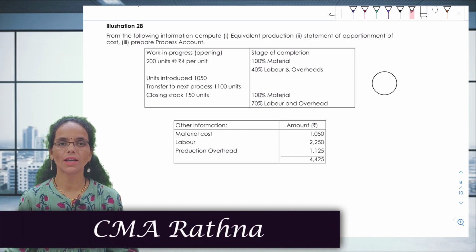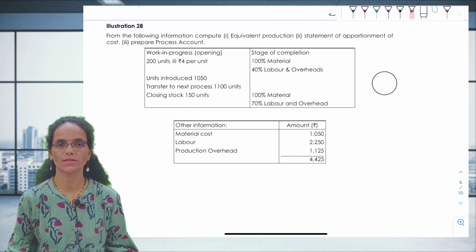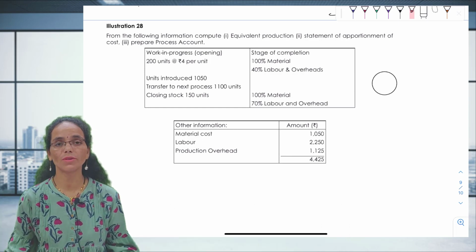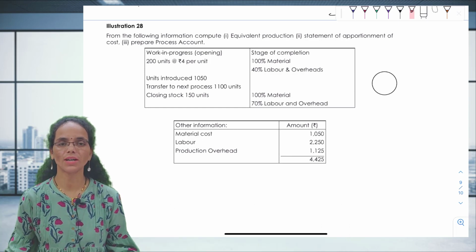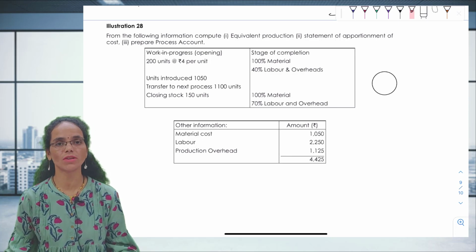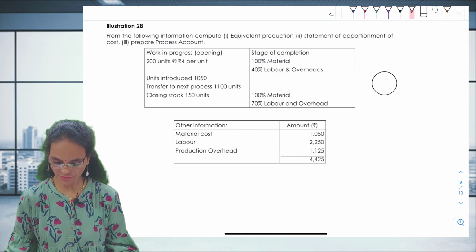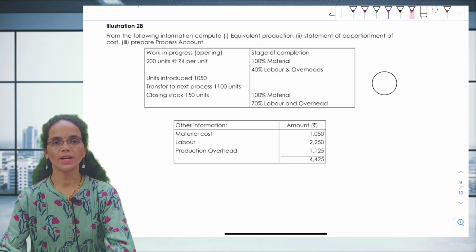Ratna here. Again I come up with the costing, that is for the CMA Group 1 students. So in today's class we will be solving process costing, under process costing, equivalent production. The questions are exclusively chosen from the CMA material, that is question number 28 and 29. Right? So let's get started.